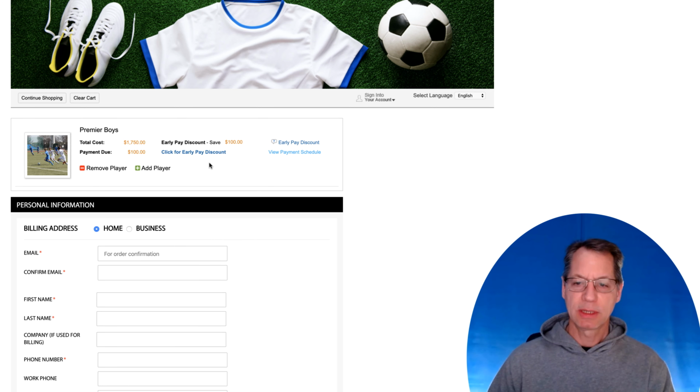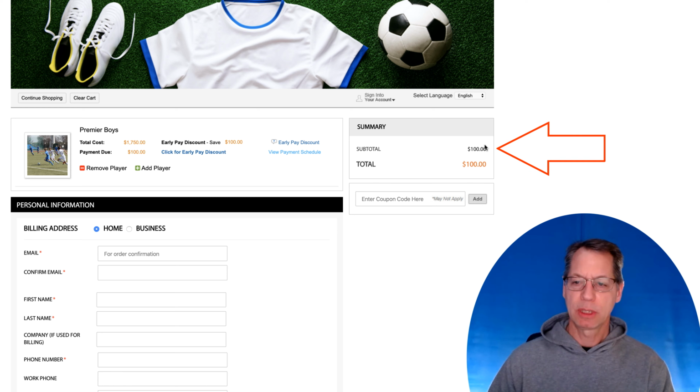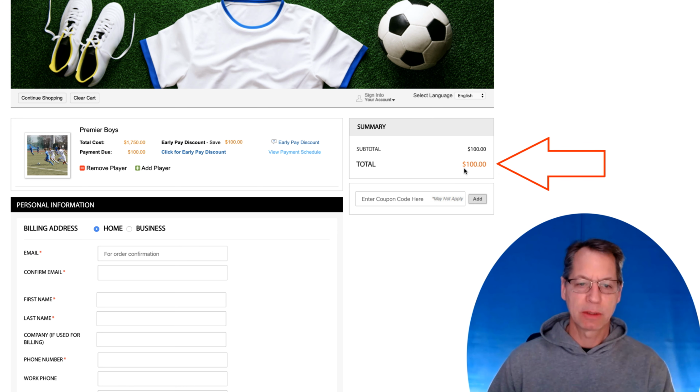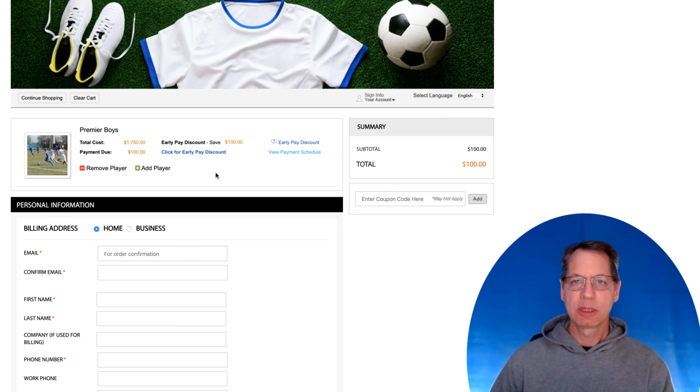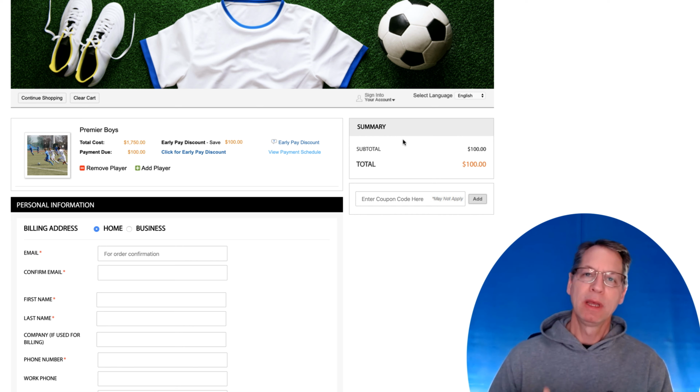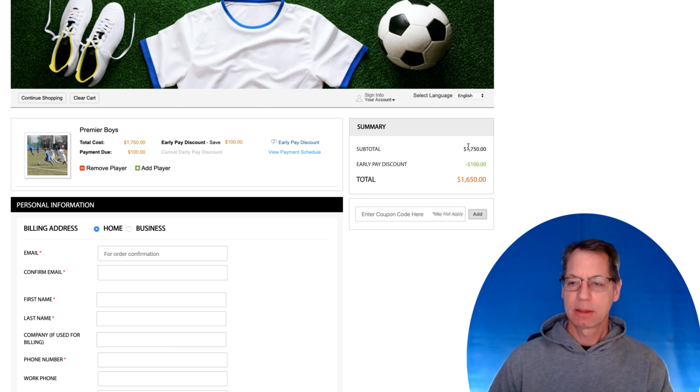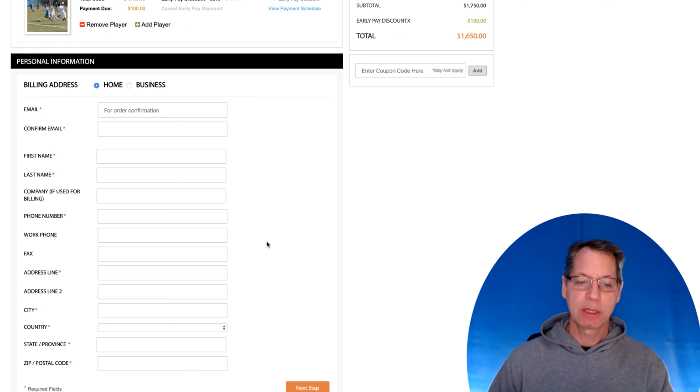Now if we take that back, they'll see subtotal $100, total $100. That's all they're paying. So they're going to lose that early paid discount, but we make sure that they understand exactly what it is they're going to be paying for at the time they make the payment, and what their options are and what the benefits are of choosing one option over the other. So if he wants to save $100, boom, he puts it in, and all the math is done for them. They see they're saving $100, paying $1,650, and if they want to, they keep going.